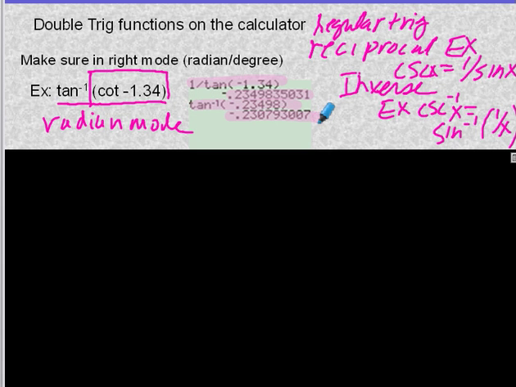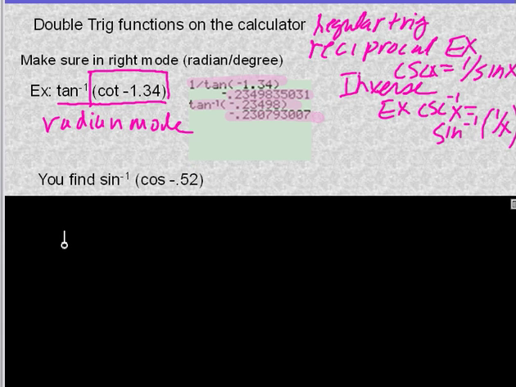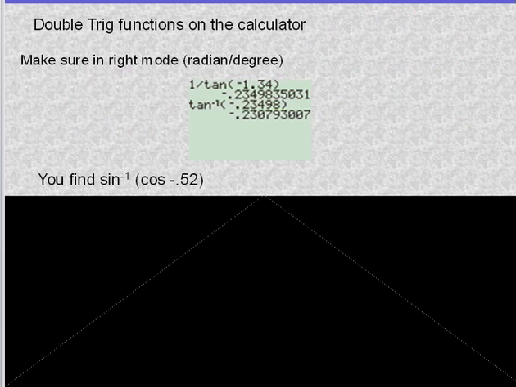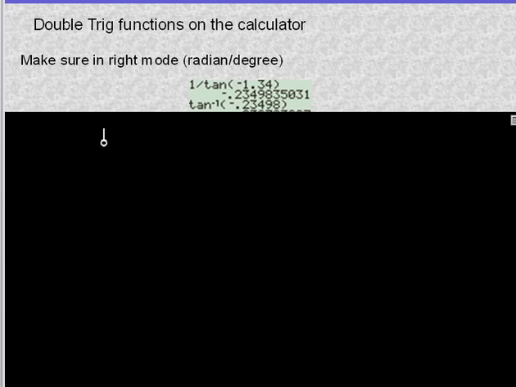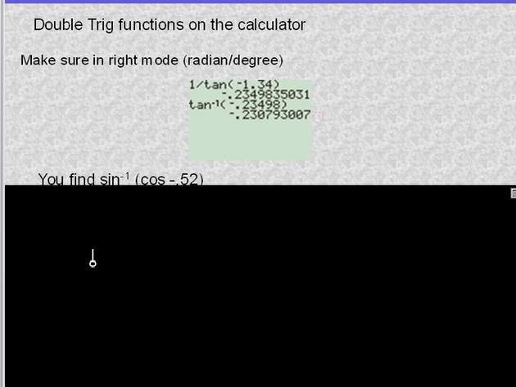You should try this one. Make sure you get the right answer. Okay, I'm going to show you one more. Again, I think we're in radian mode. Whoops, this is just a repeated slide. Here, this is what I wanted to show you.